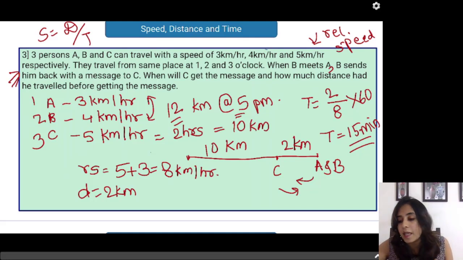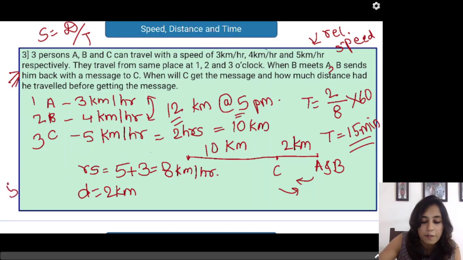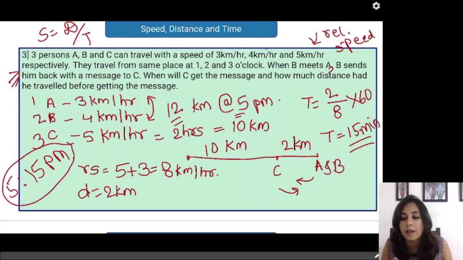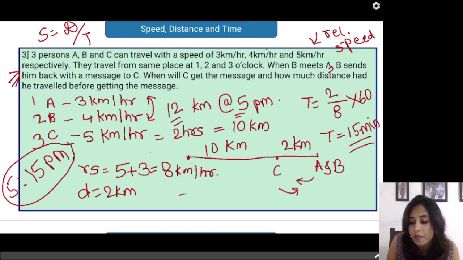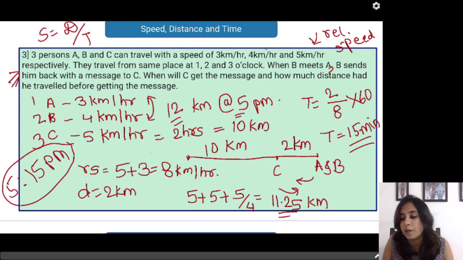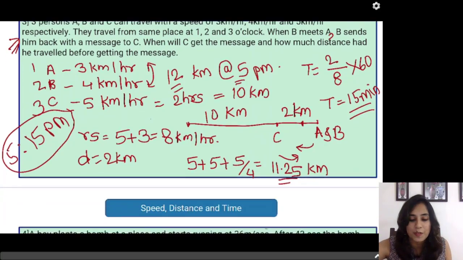Now already A and B have met at 5 o'clock, 5 p.m. So A is going to meet C at 5:15 p.m. And now the distance traveled by C in 15 minutes is going to be 10 plus 5 upon 4, which comes out as 11.25 kilometers. So C would have traveled 11.25 kilometers and they would have met somewhere at this point. I hope you guys have understood this question. This question was testing the concept of relative speed. Now guys, let's move to the next question.